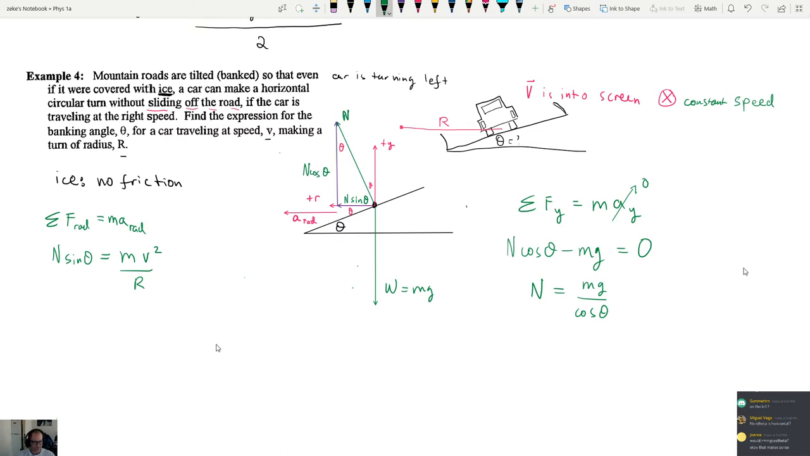So I'm just going to stop again and ask, does anyone have any questions about how we got here? Any questions about any of those steps?